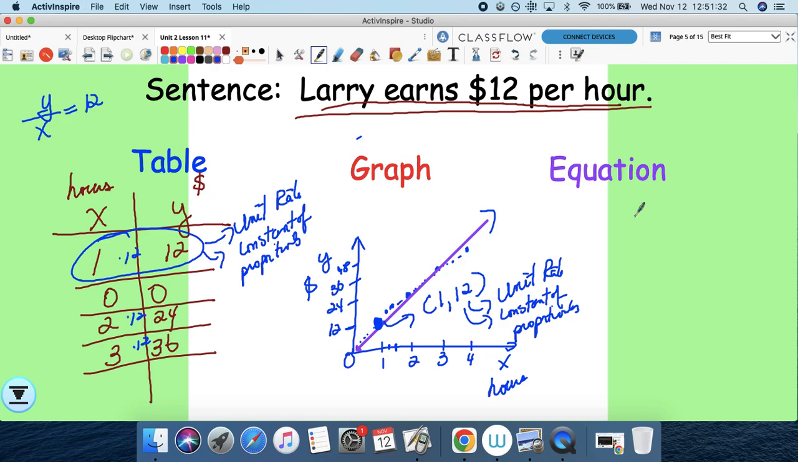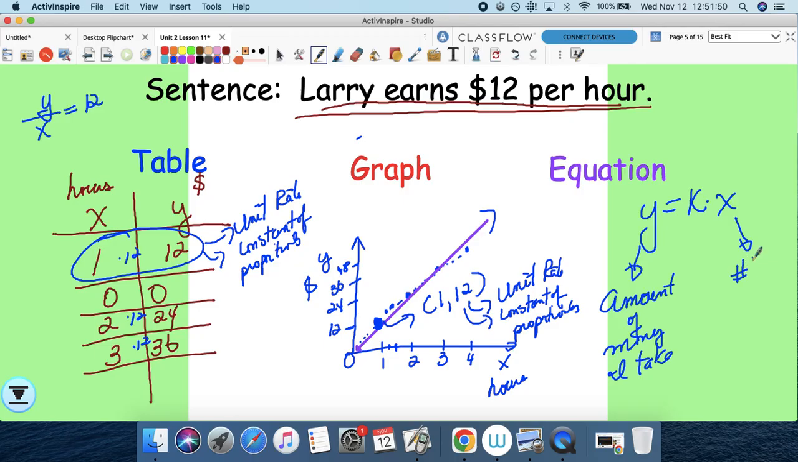What's my equation? Well, the proportional equation comes in this format. In this case, y represents the amount of money I take home. The x represents the number of hours that I work. And k, in this case, represents the amount per hour. So let's actually write the equation. Well, y equals 12 times x. And you know now what each of these 3 represents.